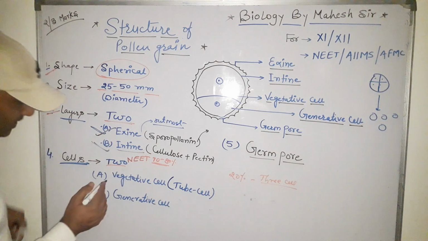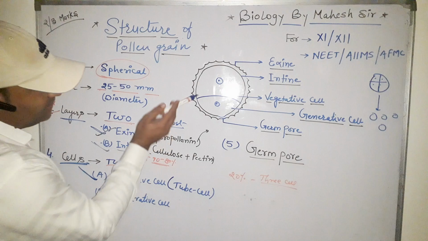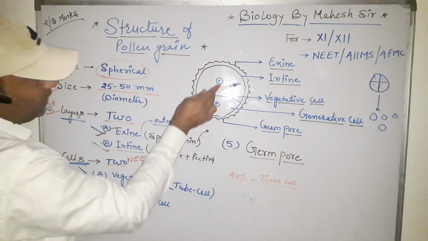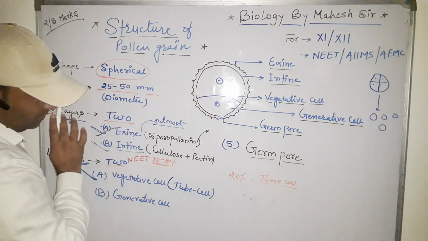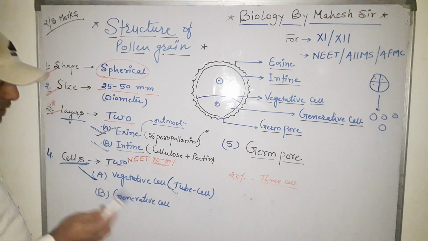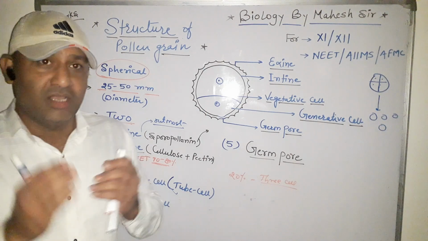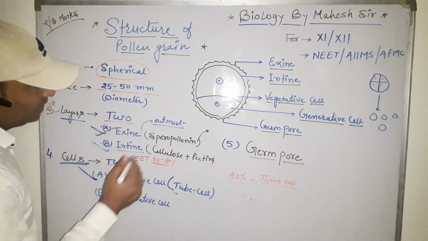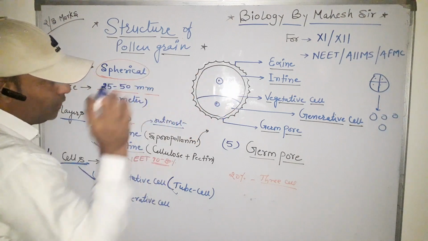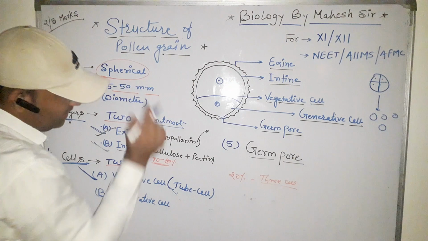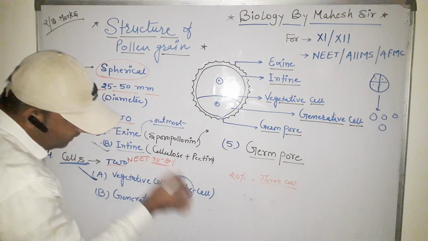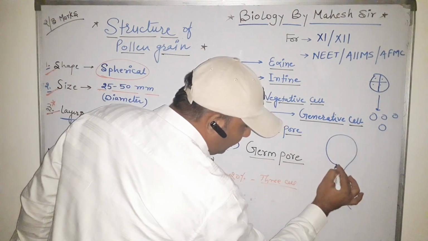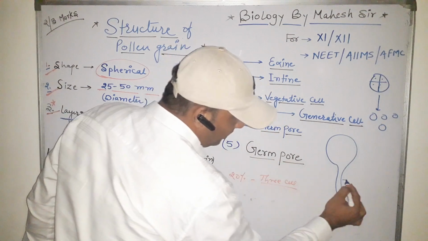Now we take the vegetative cell. Where is the vegetative cell in the diagram? It is the larger cell, which also contains the vacuole, the cytoplasm and the nucleus. It is also called a tube cell. As we discussed, the vegetative cell is involved in reproduction. It stores nutrients. Second, this cell is also called the tube cell because it produces a pollen tube during pollen grain germination. Here is the pollen tube.